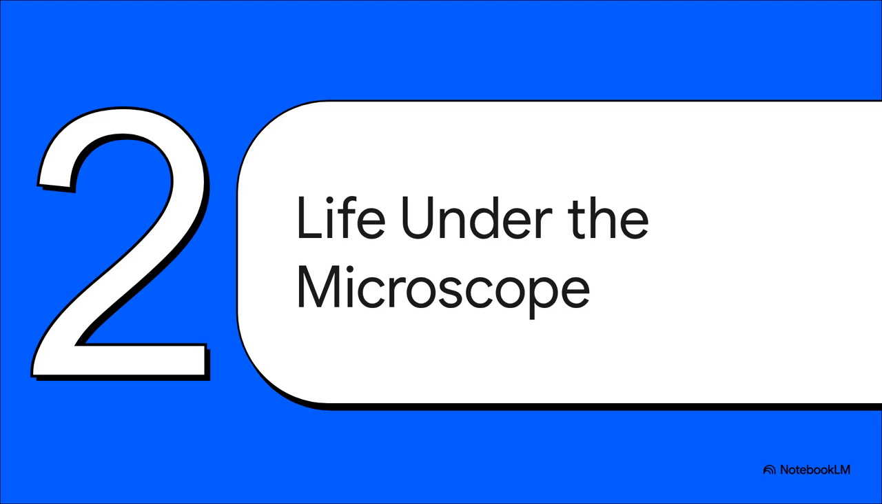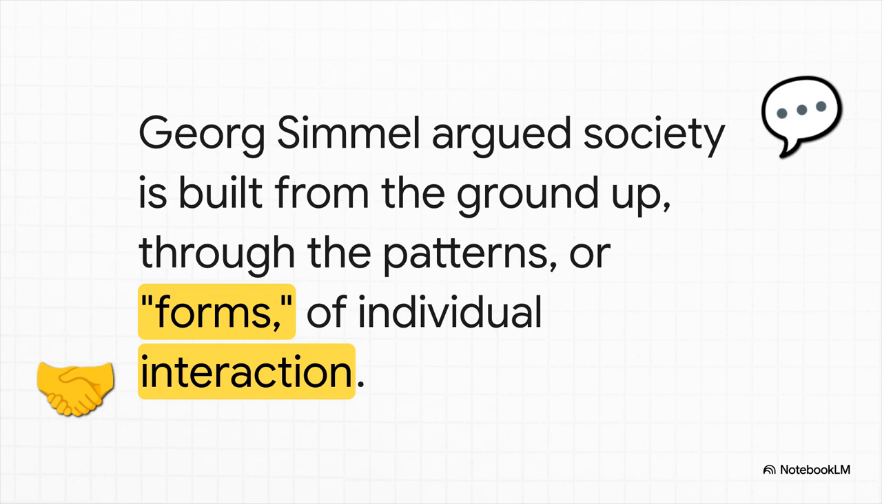But what if that's only half the story? It's time to put down the telescope for a minute and pick up the microscope. This is the micro view, and it argues that society isn't really out there at all. It's right here, in the space between all of us. A real pioneer of this way of thinking was Georg Simmel. Now, he was working around the same time as Weber, but he took a completely different path.